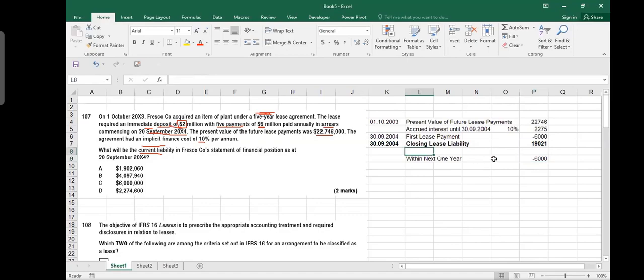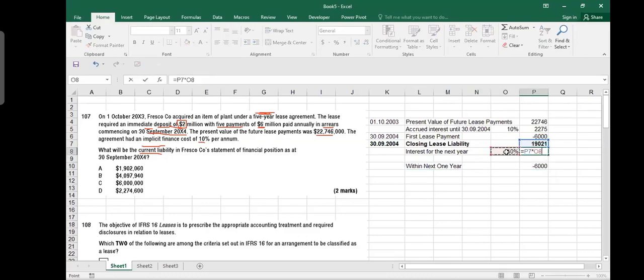Now, how much is the interest? Let's call it interest for the next year. Again, 10%. So you calculate how much is your interest for the next period, which is 10% of this. So this much I multiply with 10%. So 1,902, this is actually the interest amount I have to pay. It means that next year, end of the year, when I will pay the 6 million, within that 6 million, this interest is included.